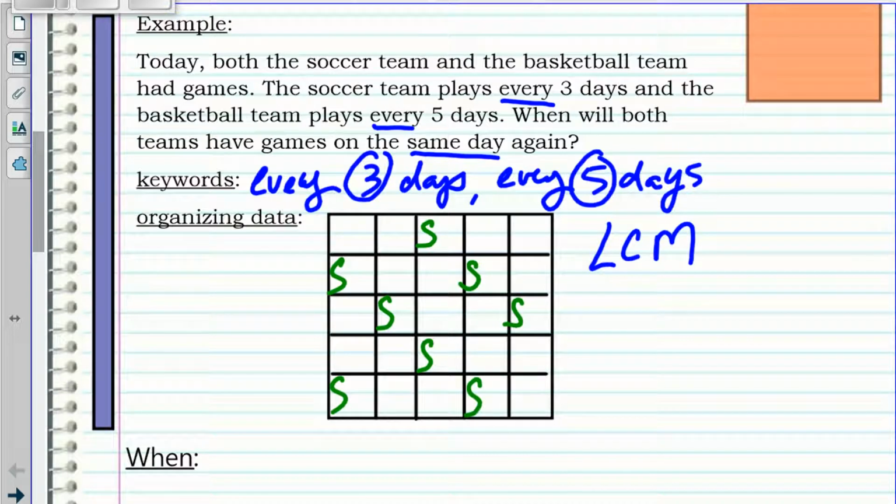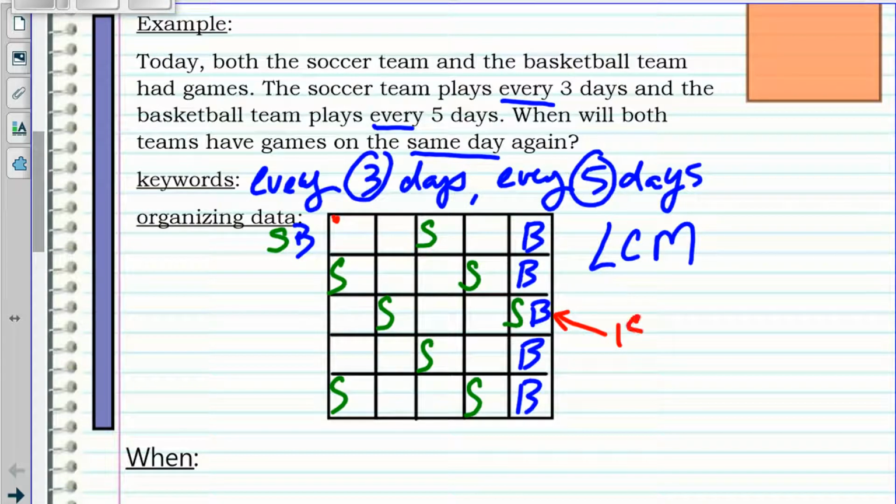Now, basketball hasn't played the first time, which is here. Don't register in this box right here, where the red is, because it starts the day before that. So it's every 5 days. 1, 2, 3, 4, 5, 6, 7, 8, 9, 10, 11, 12, 13, 14, 15, 16, 17, 18, 19, 20, 21, 22, 23, 24, 25. So when is the next time that you will have both soccer and basketball? Imagine if they happened the day before the grid started. When's the next time? Right here.